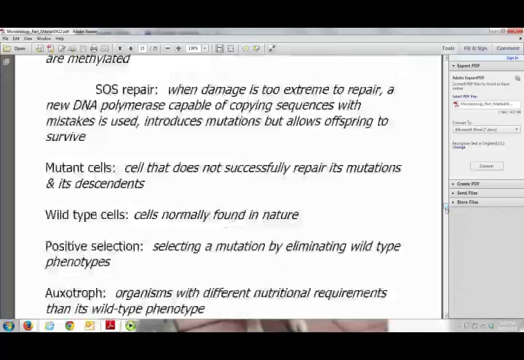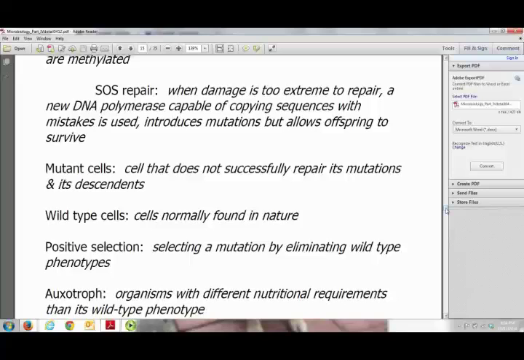Sometimes we can't make the repairs. So with SOS repair, the damage is too extreme to repair. So a new DNA polymerase that's capable of copying sequences with mistakes is used. This will introduce mutations into the population, but it does allow the offspring to survive.